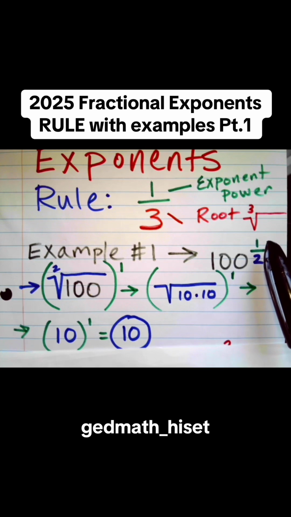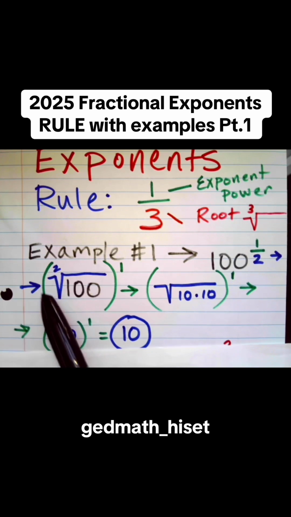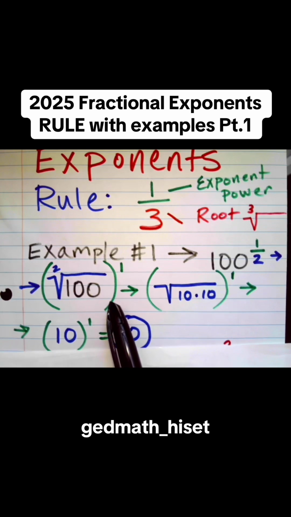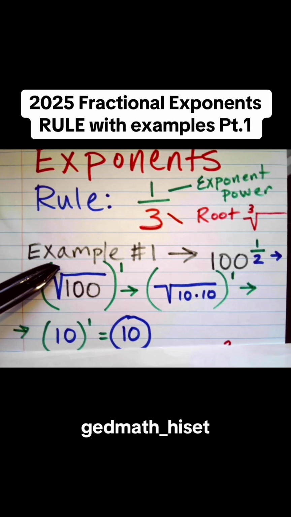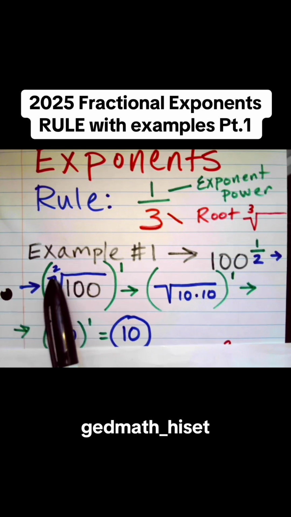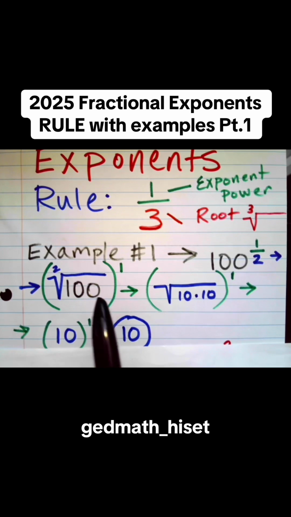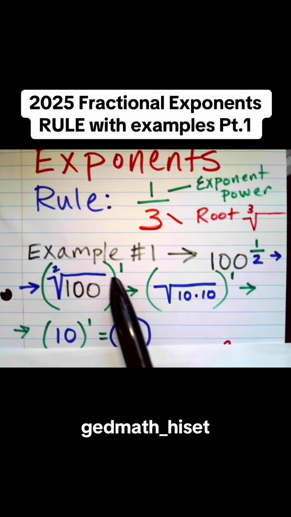The top number is your exponential power. So I'm going to take this whole term, 100 to the square root, and again, a lot of square roots they won't show you it's a square root, but because I'm going over square roots, cubed roots, I'm going to be showing you this is a square root of 100. And again, the top portion is your power, so it's in parentheses raised to that first power.